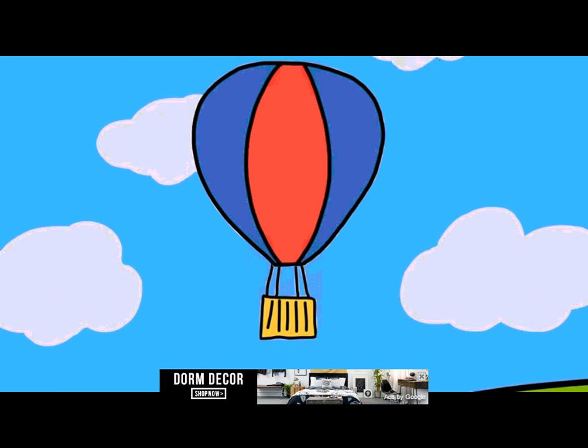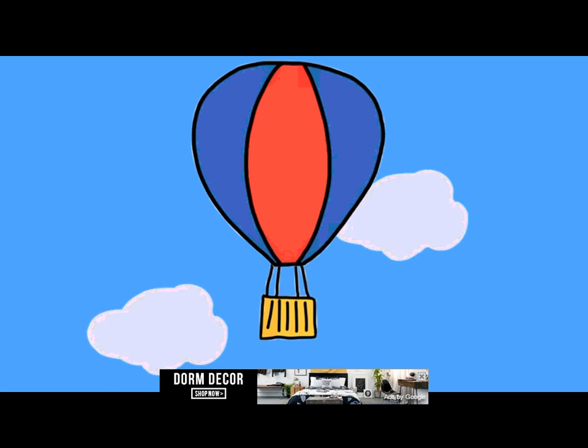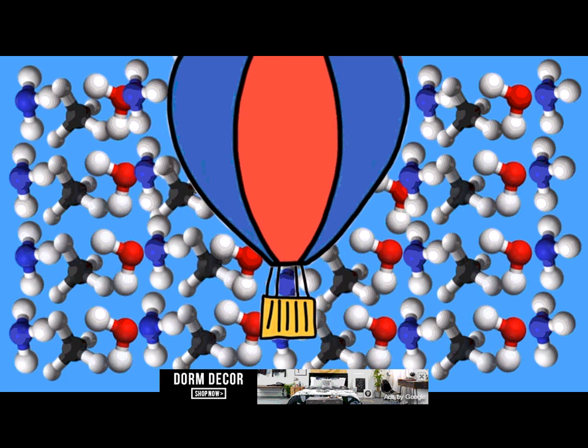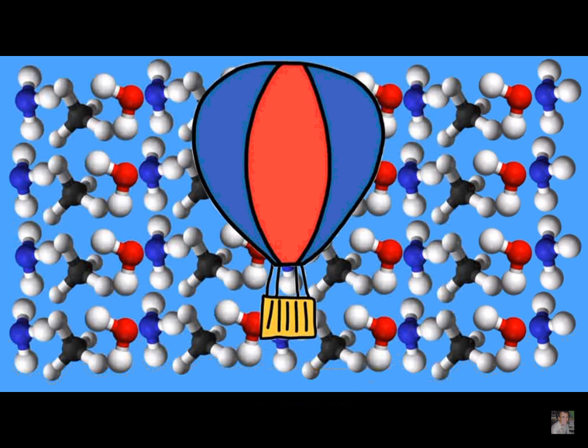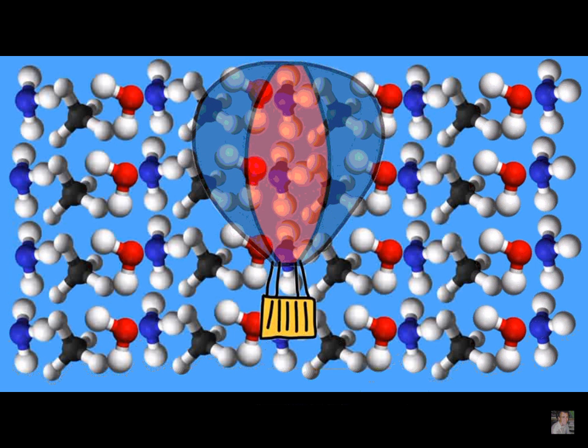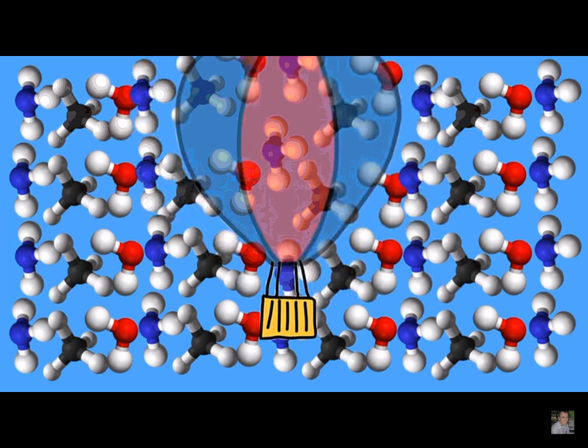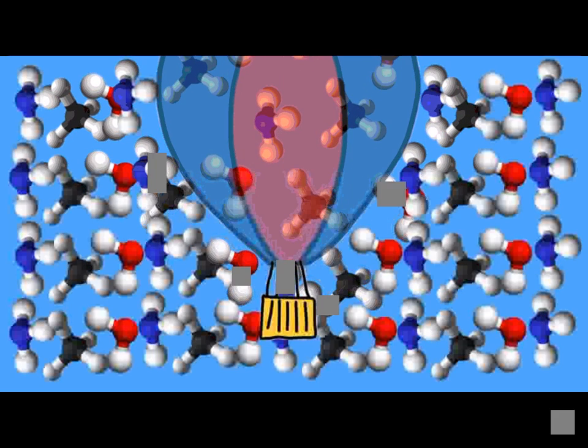Hot air balloons fly because of density. Just like all matter, air is made up of atoms and molecules. When air inside the balloon is heated, it expands or gets bigger. So compared to the air around the balloon, the atoms inside have more room to move around and as a result are not as tightly packed together.